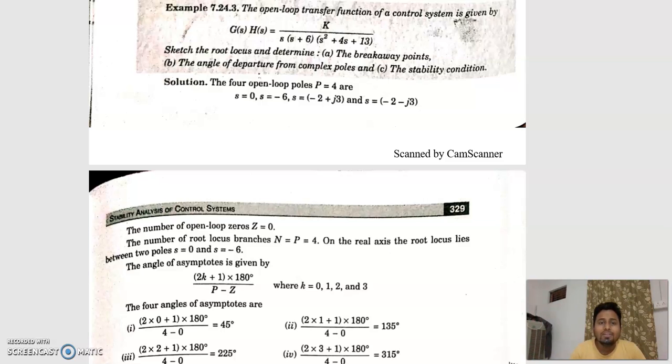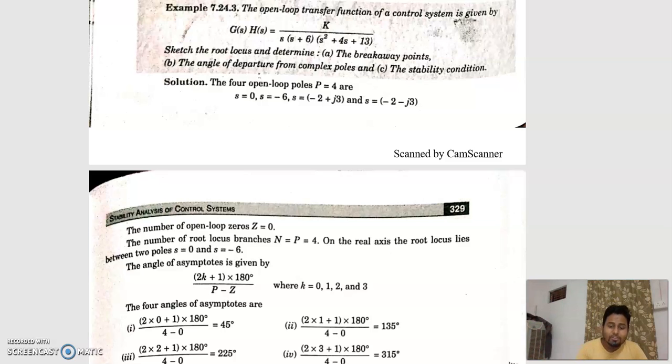As we have seen in this example 7.2.24.3, the open loop transfer function G is given as K upon s into (s plus 6)(s square plus 4s plus 13). Firstly we have to find the open loop poles: 0, minus 6, minus 2 plus 3j and minus 2 minus 3j. We have to remember that two poles are complex in nature, so the angle of departure we will compute.